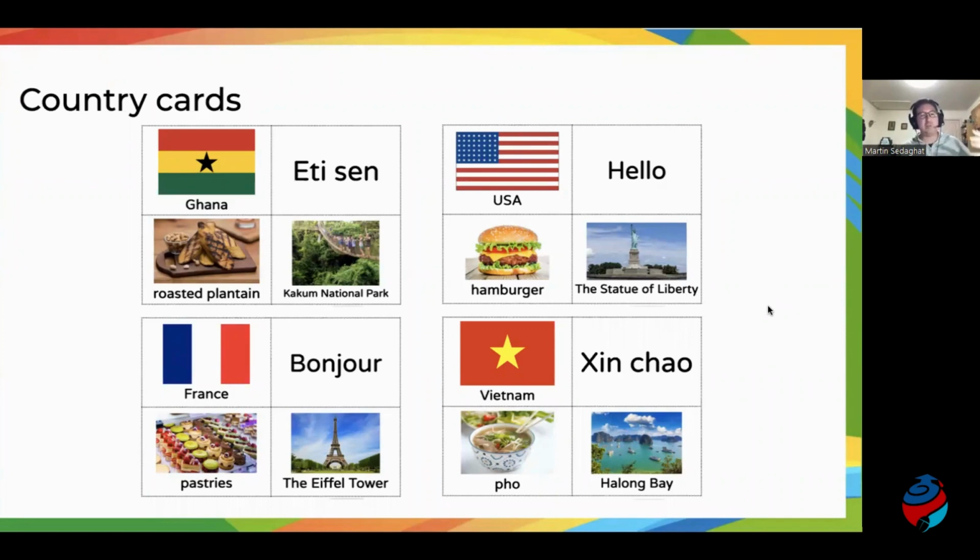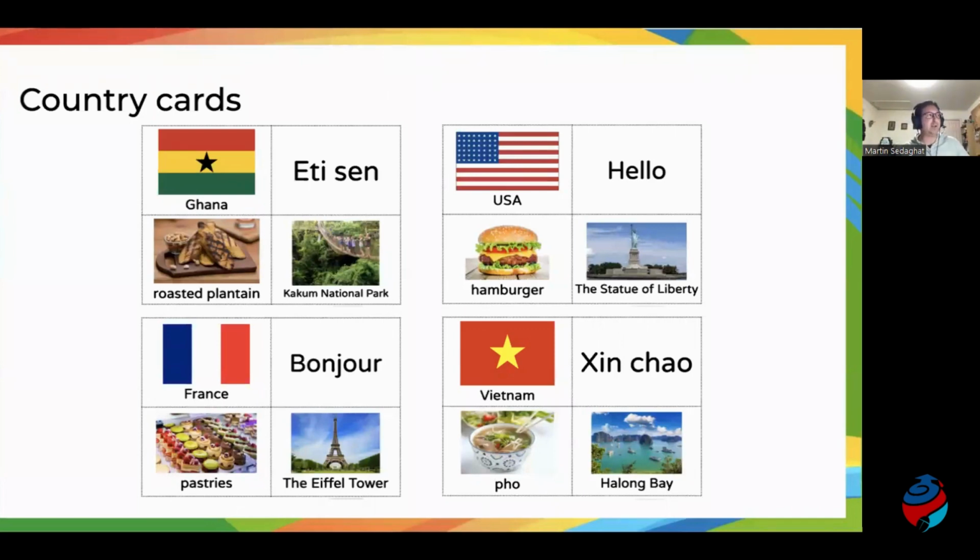So, what these are, I mean, on the screen it's hard to tell, but these are essentially A4 size papers, laminated, and each one has sort of four things. It's got the flag and the country name. It's got the greeting, how you would say hello or good morning in that country. It has a food that you might find in that country and something famous that you might see or do in that country. And I try to mix it up, I try to hit all the continents and all the areas. I don't want it to be just American countries or just European countries. And I usually introduce one per week.